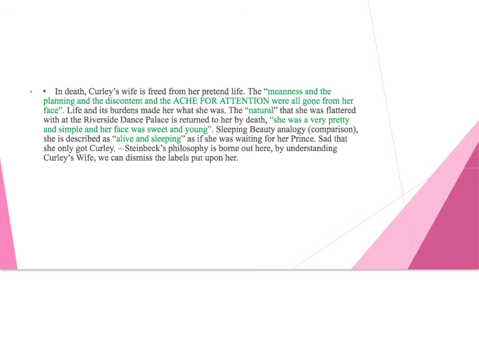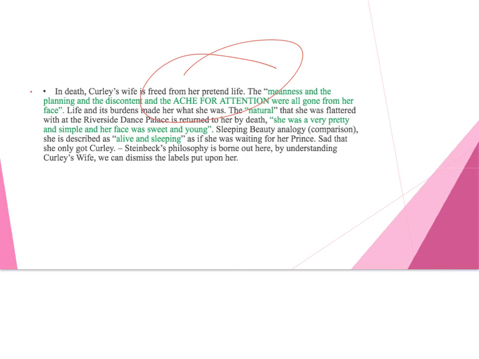Now, the final slide looks at how she's described just after Lenny kills her. So, Curly's wife in death is freed. She's freed from the pretense. She's freed from that performance that she's given all the way through. The meanness and planning and the discontent and the ache for attention. Now that is the most important line for Curly's wife. That's all she's ever had, this ache for attention.